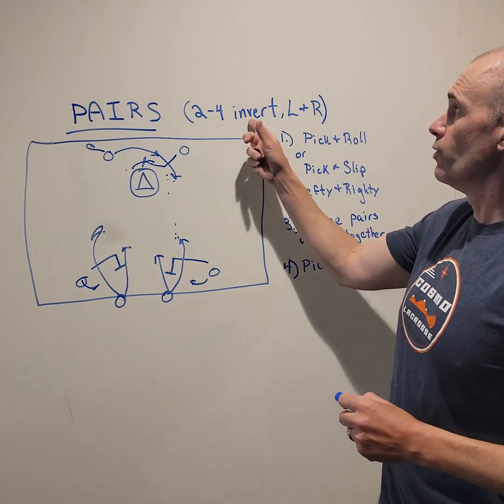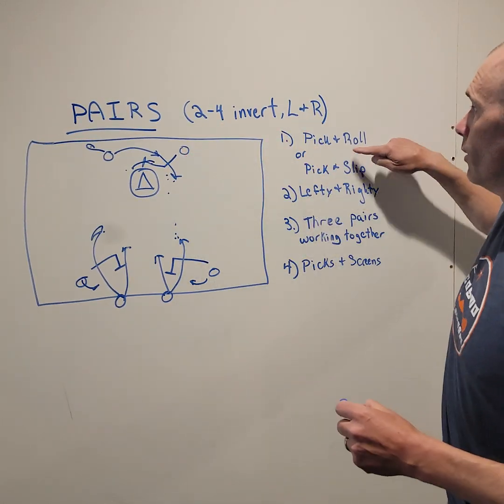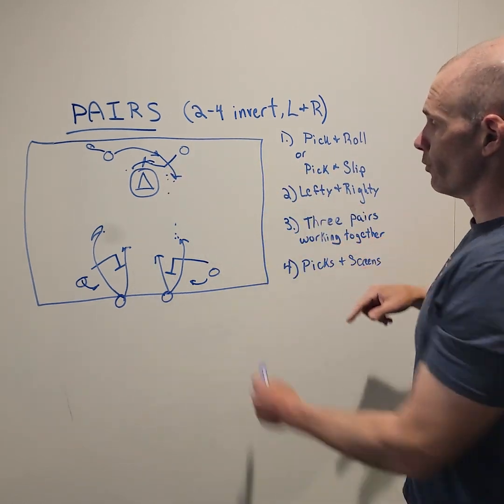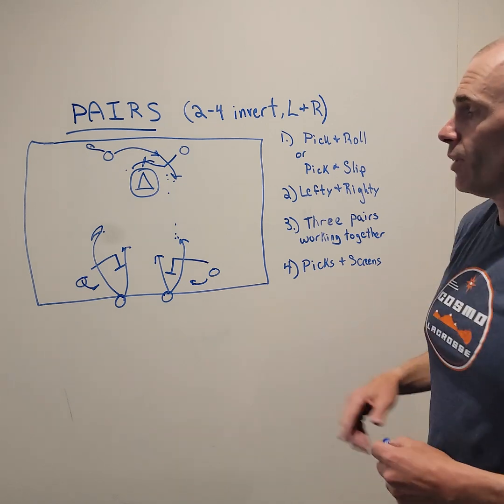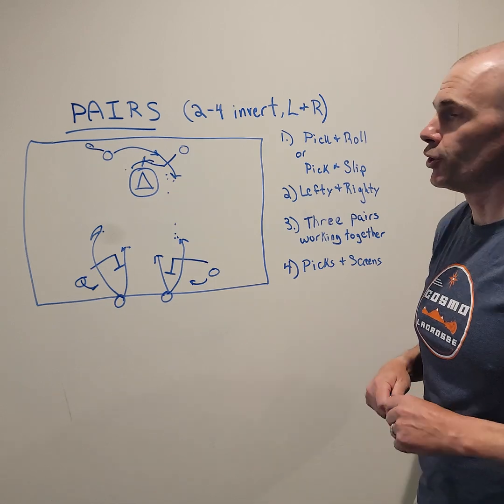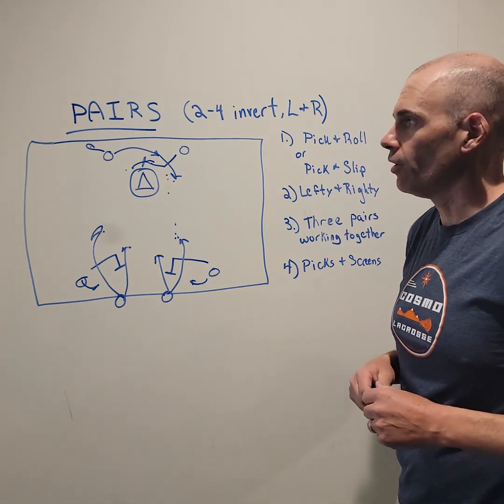So again, pairs, it's a 2-4 invert. Got to have a lefty and a righty. Pick and roll, on ball, pick and slip, can do that on ball too. Like I said, lefty and righty, three pairs working together. And then picks and screens. So pairs, again, we'll work on this. We'll work on how to shoot out of this offense, just like we will in all of our offensive sets.